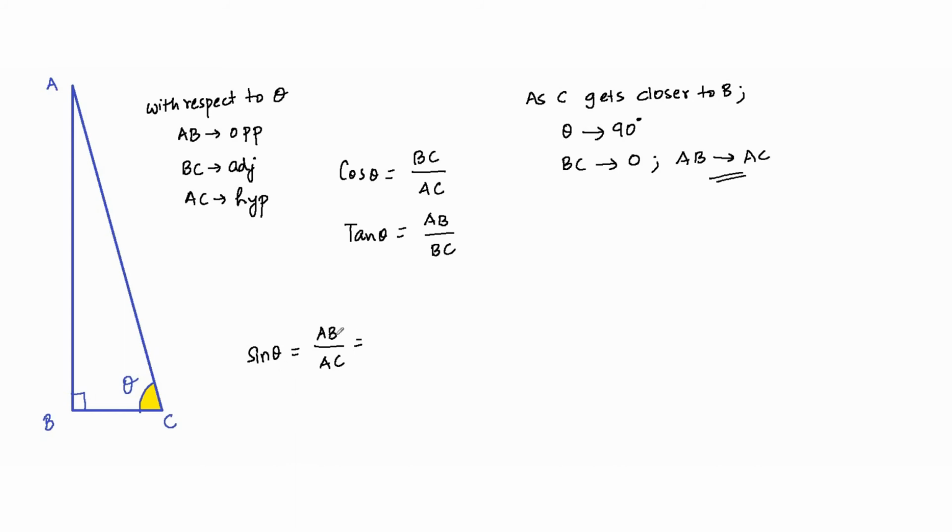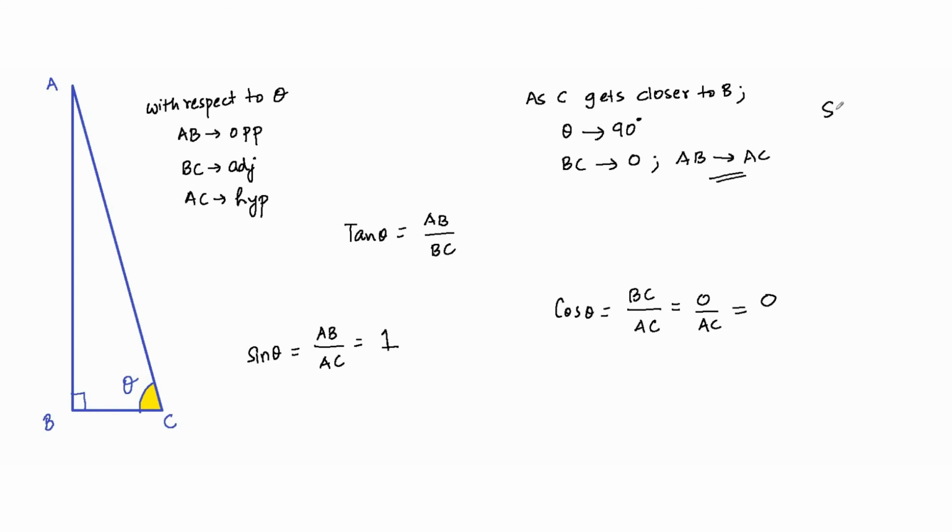Now as theta gets closer to 90, AB and AC are getting closer to each other, which is why sine 90 is going to be equal to 1. Cos theta is given by BC upon AC. So BC is getting closer to 0. So this becomes 0 divided by AC, which is equal to 0. Right? So cos 90 is therefore 0.